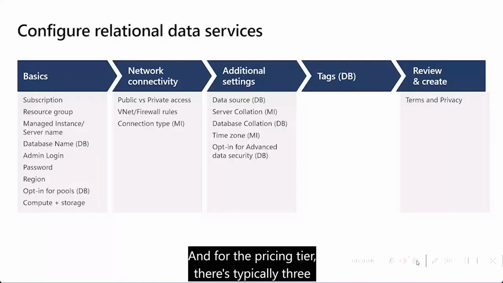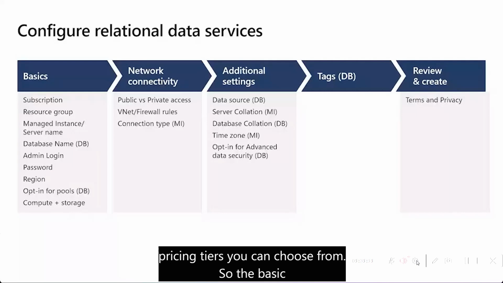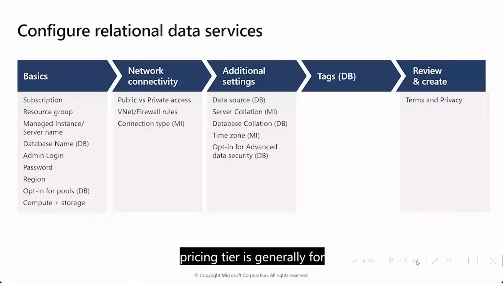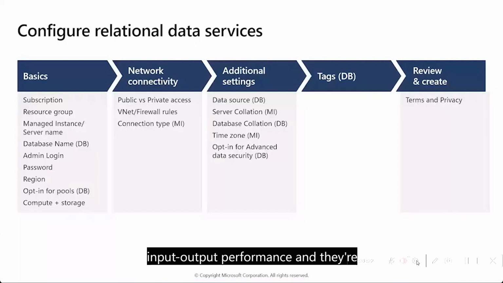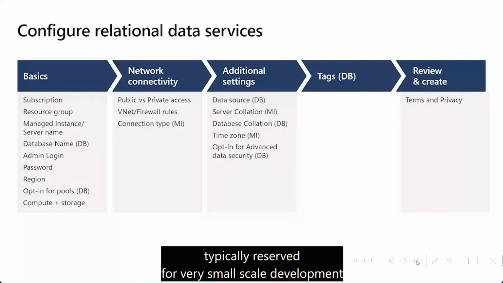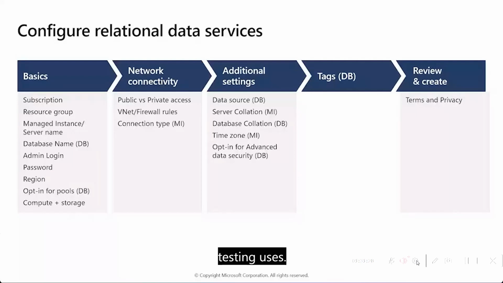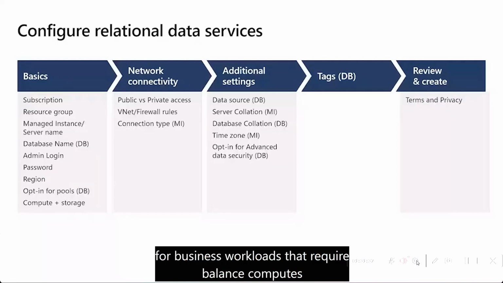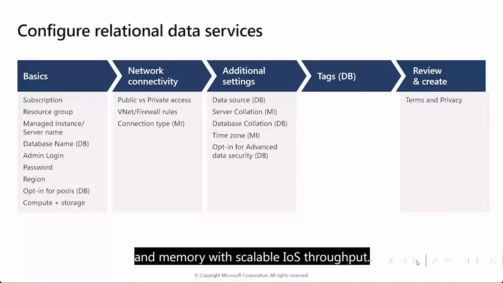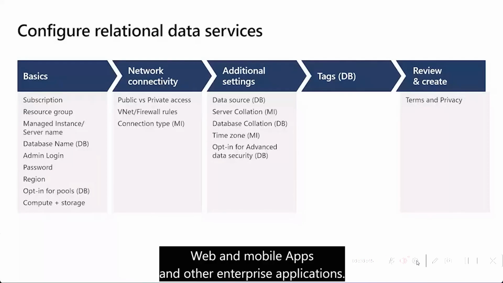For the pricing tier, there's typically 3 pricing tiers you can choose from. The basic pricing tier is generally for those that require light compute and very light input-output performance, and it's typically reserved for very small-scale development and testing users. The general-purpose pricing tier is for business workloads that require balanced compute and memory with scalable I/O throughput. Examples include servers for hosting web and mobile apps and other enterprise applications.